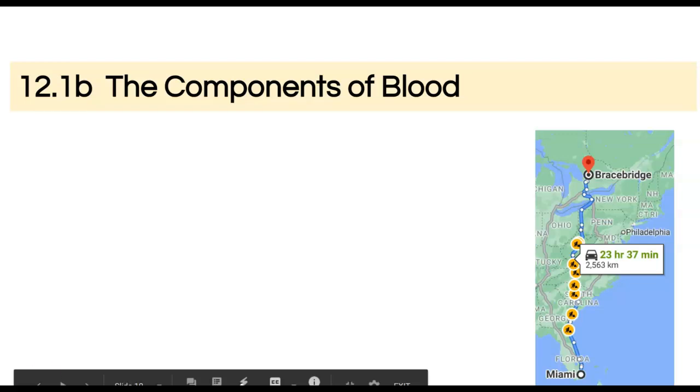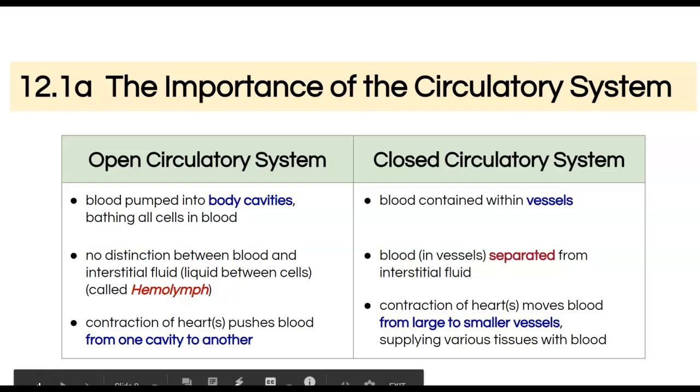I'm going to go back here because I'm giving you a sneak peek of the next lesson, which is components of blood.